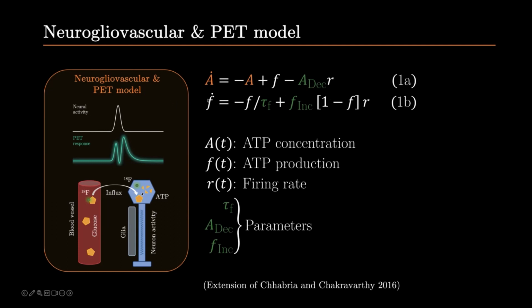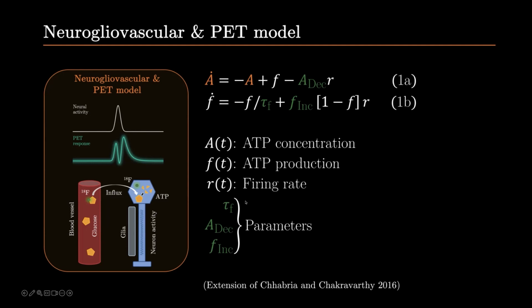The second equation describes the dynamics of the production signal, which in the absence of firing also decays to 0, and it increases with firing. So A decreases with firing and increases with F, but F increases with firing. So there's an interplay of ATP concentration decrease through firing and ATP increase through this production signal. One thing to mention is that this production signal is bounded. It has an upper bound, so there cannot be an infinite supply of ATP.